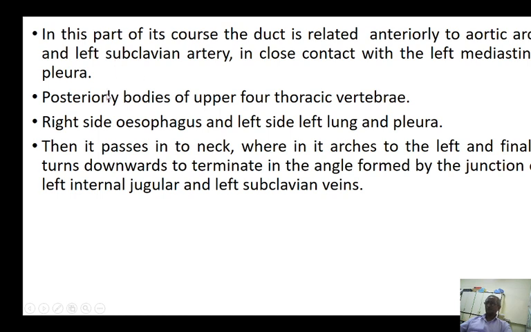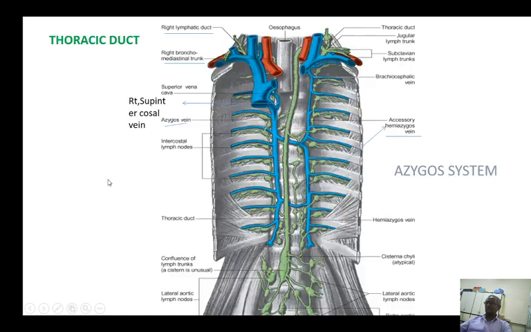That is the superior mediastinum. Right side, the esophagus, and left side, the left lung and pleura. Then it passes into the neck, wherein it arches to the left, finally turns downwards to terminate in the angle formed by the junction of the left internal jugular vein and left subclavian vein.